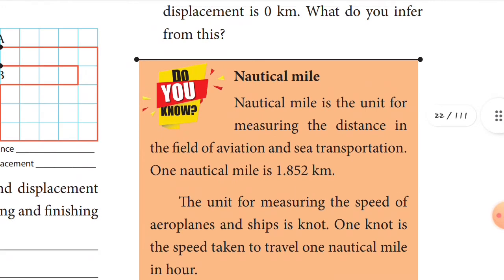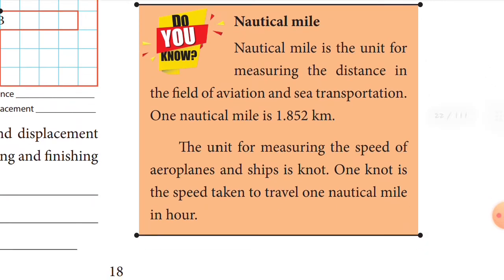And next, do you know nautical mile? It's a very important GK question also, children. What is nautical mile? Nautical mile is a unit for measuring the distance in the field of aviation and sea transportation. 1 nautical mile is equal to 1.852 kilometer.